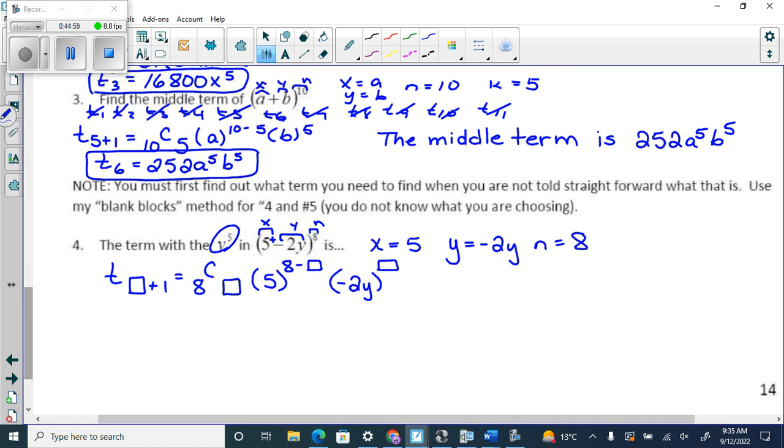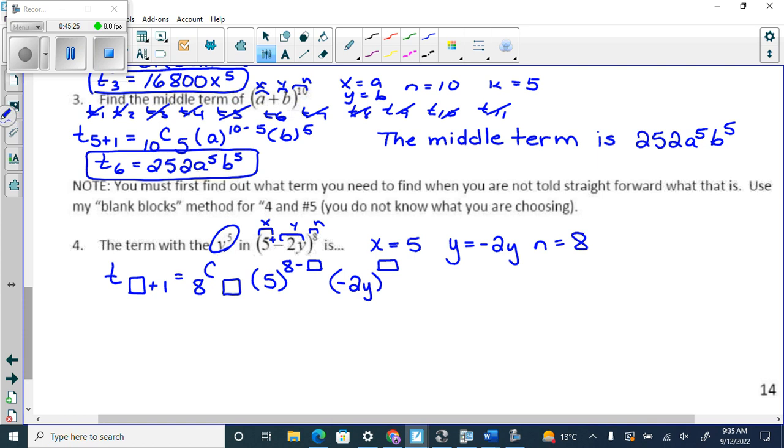We have a y sitting in only the last bracket, correct? How do I get that term to have a y to the 5? Yeah, the box has to be a 5 for that last box, correct? Therefore, the box is k. k is 5. That's it. So if you remember, when you're stuck, fill in everything you do know and put boxes for what you don't know, which will always be k, then you can find out what it is.